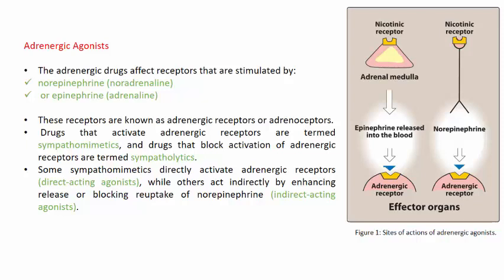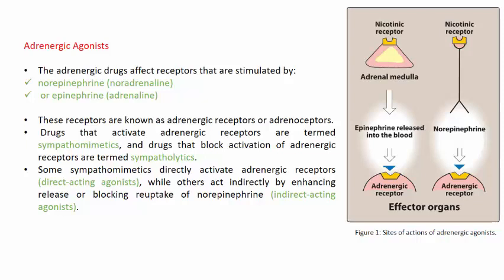Okay, so at the beginning I just want to highlight some points or give you some background information about the topic. So adrenergic drugs affect receptors that are stimulated by norepinephrine or the noradrenaline, or epinephrine, which is the adrenaline. And these receptors are known as adrenergic receptors or adrenoceptors. اوكي، يعني مثل ما تكلمنا بالمحاضرات السابقة عن الكولينرجيك ريسبتورز اللي هي قلنا include المسكارينيك and nicotinic receptors.